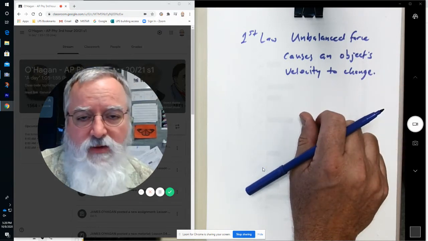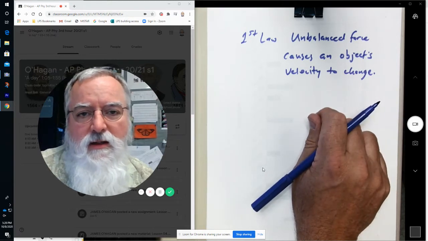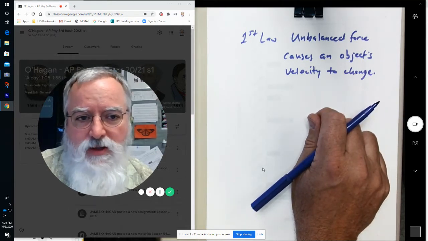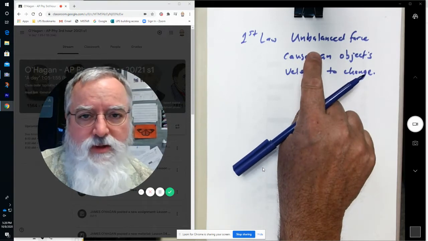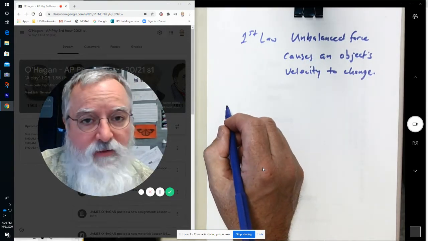All right, and that change in velocity can be, which is not changing, I guess, doesn't change speed or doesn't change direction. If there's an unbalanced force, you're going to change the speed, the direction, or both. All right, that's the law of inertia.